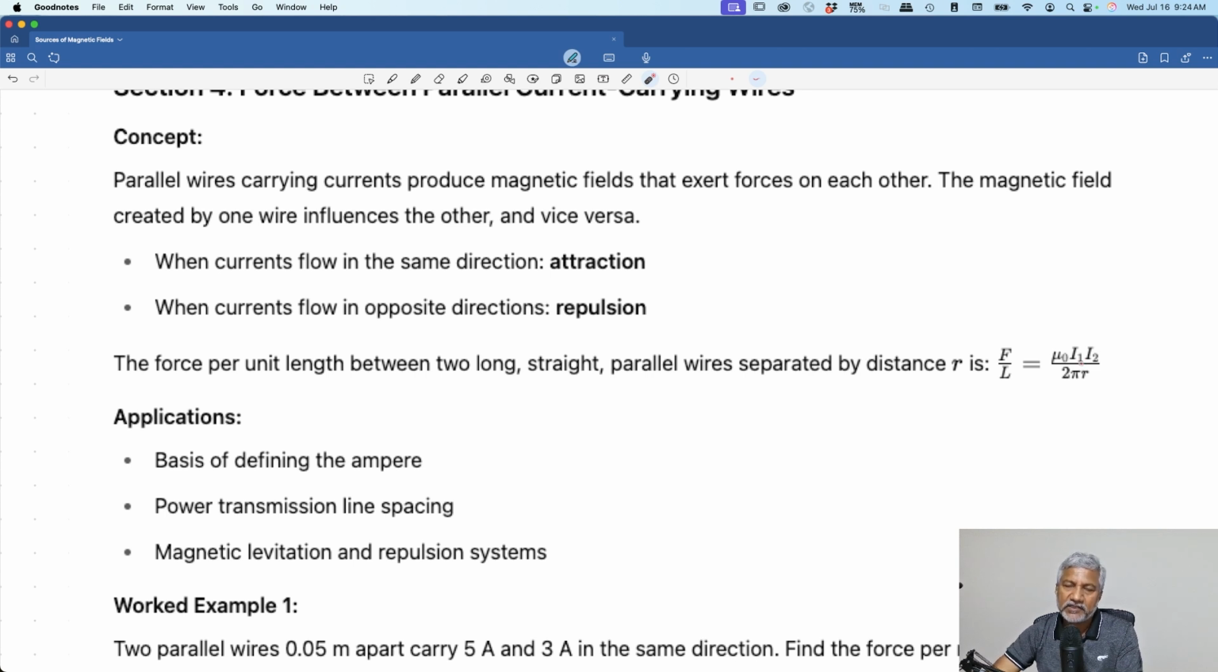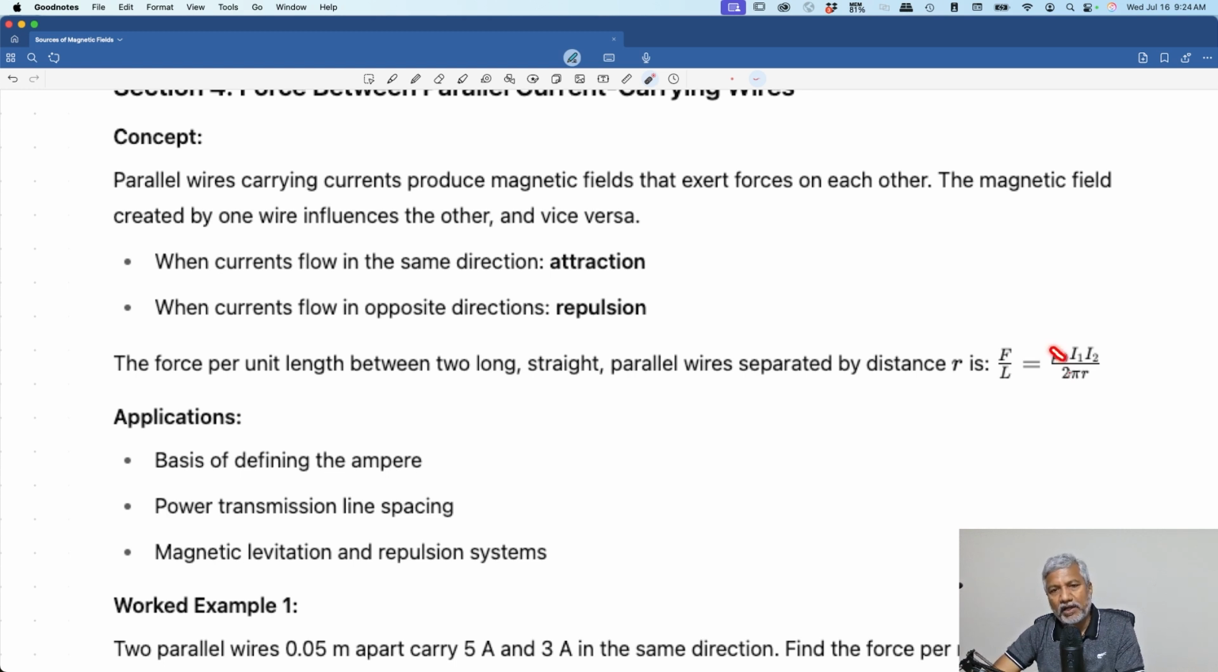Now, this helps us to define the ampere, because if we make both of these currents 1 and r 1, and of course L is 1 because it's force per meter, then you're going to end up with all of these being 1. It's just mu naught by 2 pi. And what's mu naught? Mu naught is 4 pi times 10 to the negative 7.